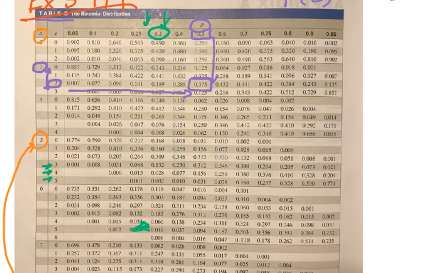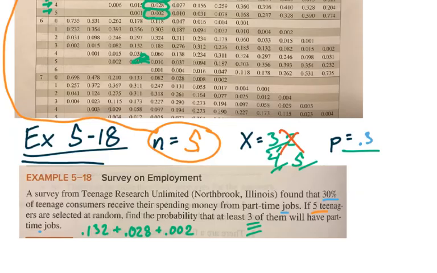All right, but what we're doing is exactly this column right here. So we're going to be taking 0.132 plus 0.028 plus, I had to recopy really quickly before I forgot it. And so that adds up to a total of 0.162. So there's about a 16% chance that we'll have at least 3 with part-time jobs.